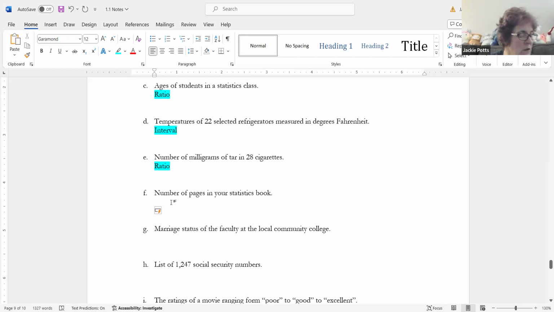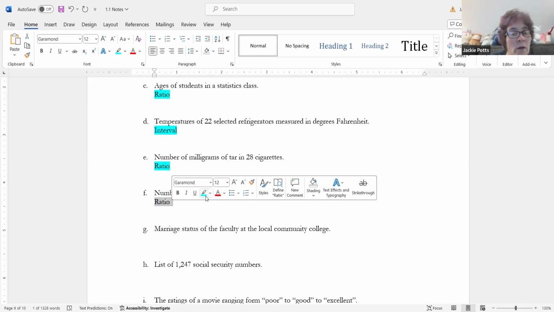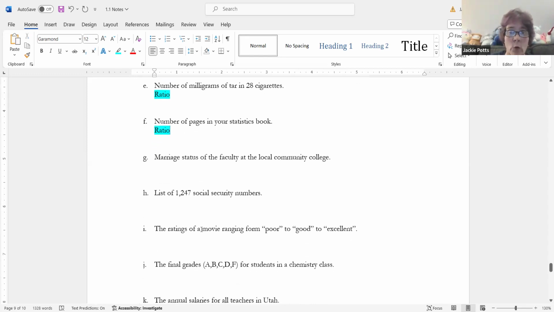Number of pages in your statistics book. If you put down interval, defend it. Because the official answer is ratio. I've yet to see a statistics book that I paid for that had 0 pages. However, 0 can officially exist. All right.